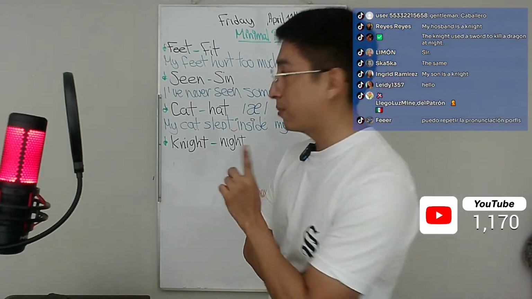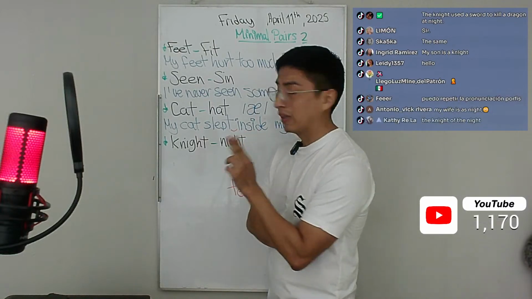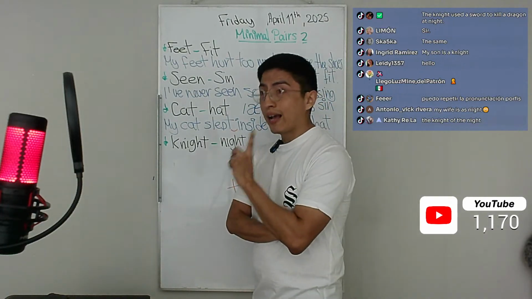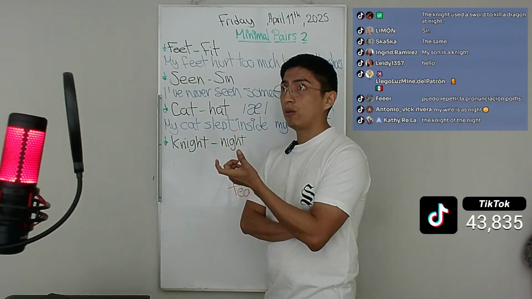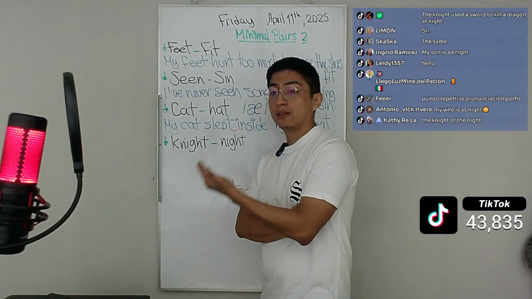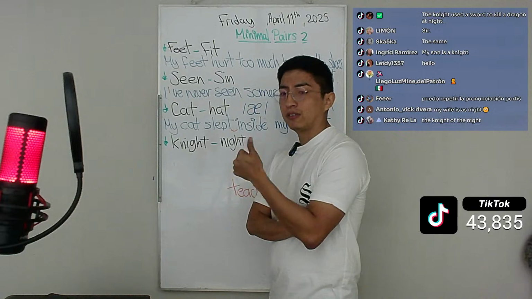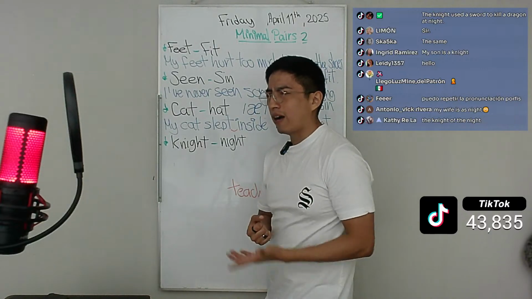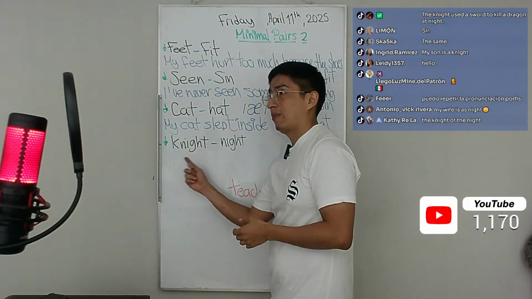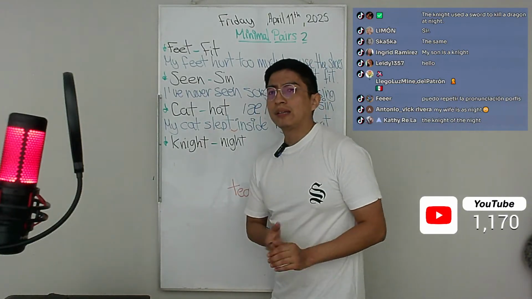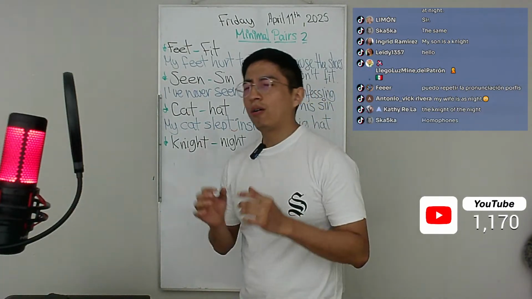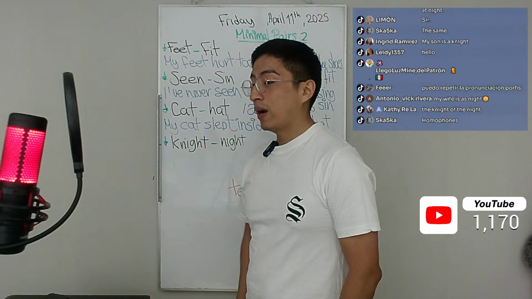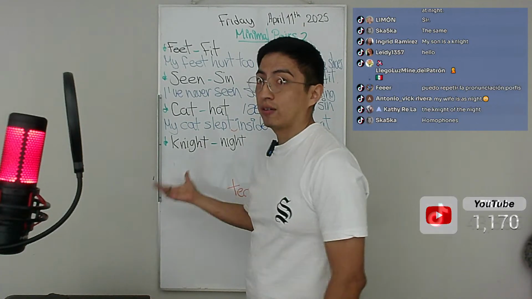So they have the same pronunciation, guys. Knight and night. We can say that they are homophones. They have the same sound. So teacher, how can I identify if you're talking about night, about this, or about this? Well, only the context will help you to identify what word or what meaning is the correct one.